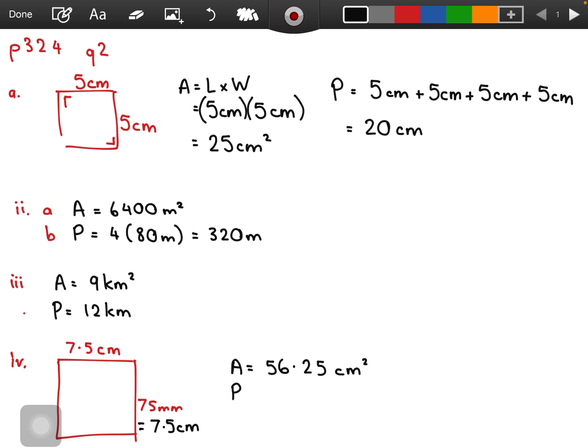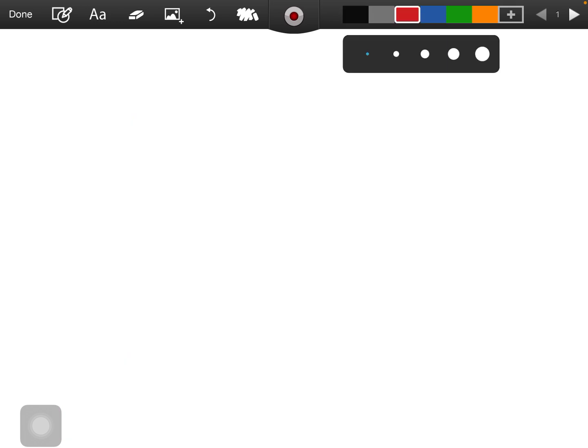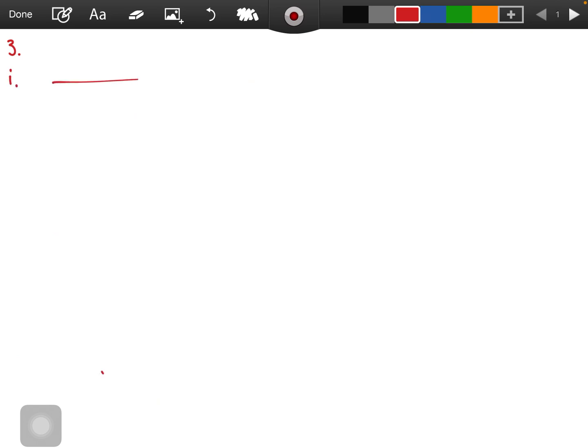So we get 56.25 centimeters squared, and my perimeter will be 7.5 centimeters multiplied by 4, so we'll get 30 centimeters. Okay, so tick those off if you got them right, guys, and then we can go on and look at the ones in question 3.